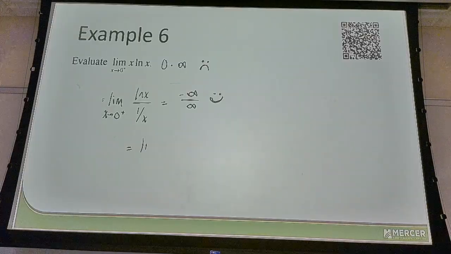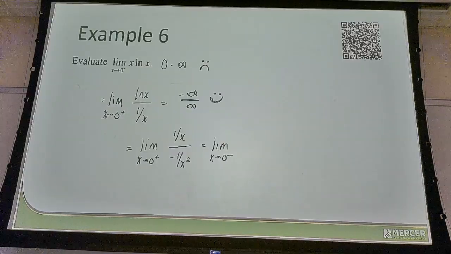What's the derivative of the numerator? 1 over x. What's the derivative of the denominator? Minus x to the minus 2. It's not just x, it's negative x. What's that limit? Negative 0. 0. So what's your limit? 0.